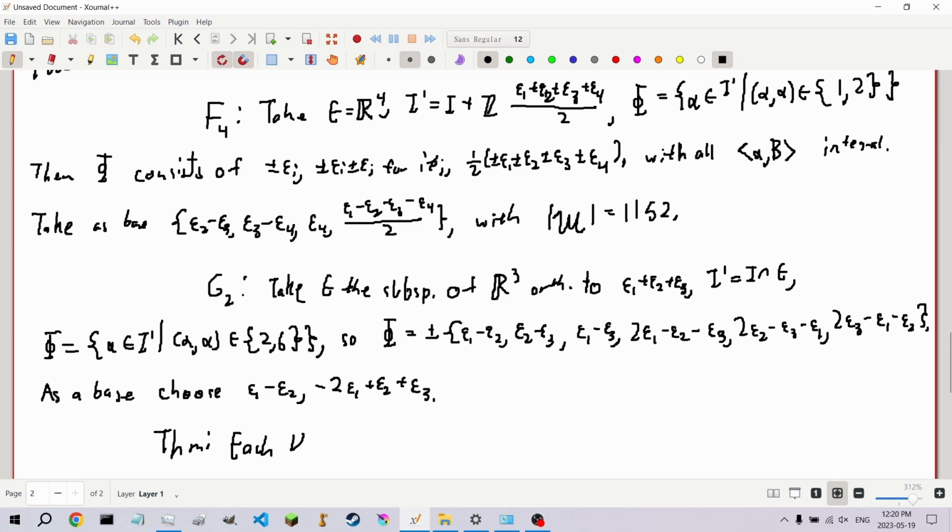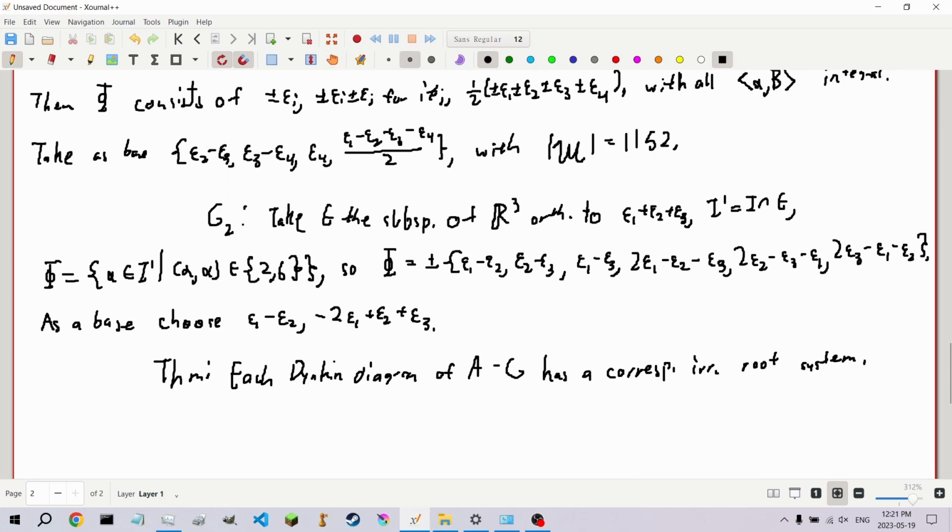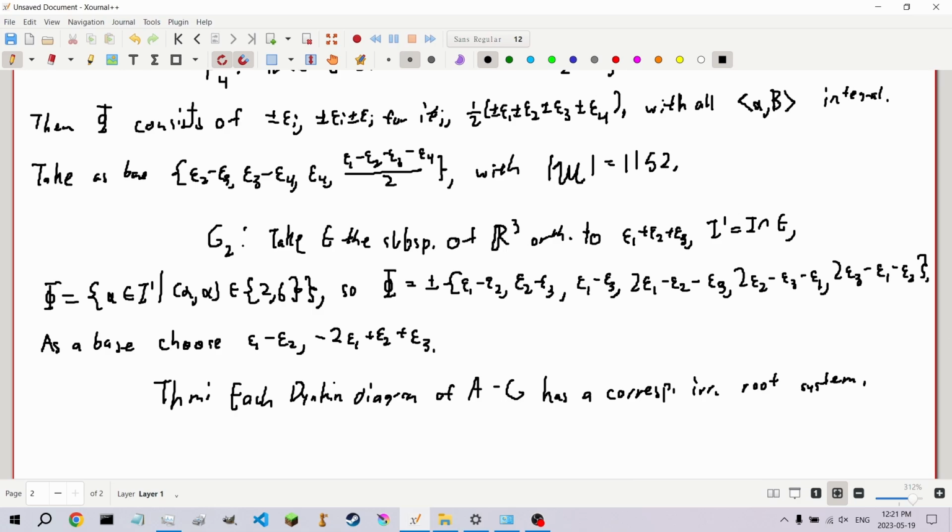It says that each Dynkin diagram of A to G has a corresponding irreducible root system. And this will bring us on to automorphisms of, yeah, okay, that's pretty short. To finish off this chapter, we're going to look at automorphisms of our root system.